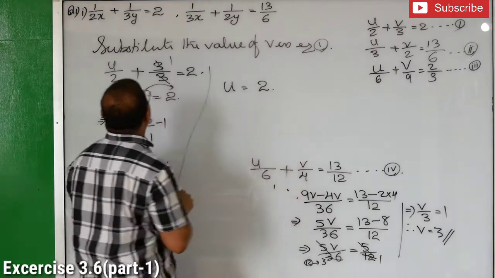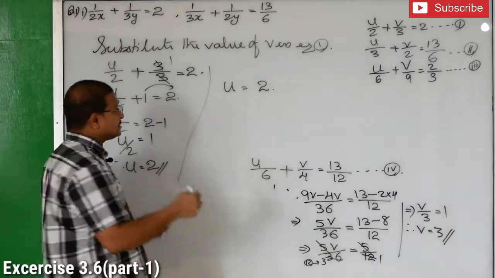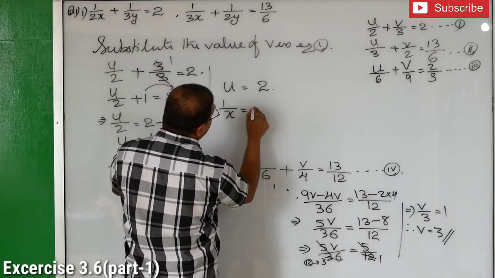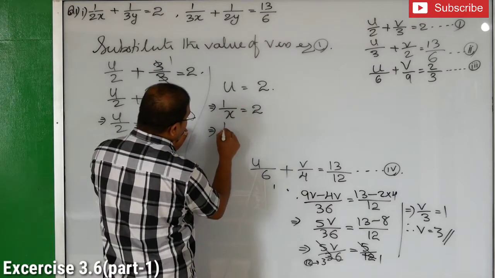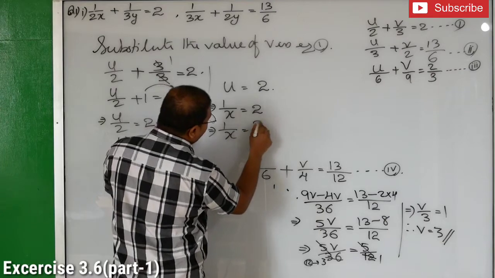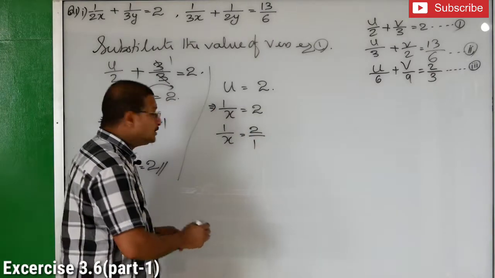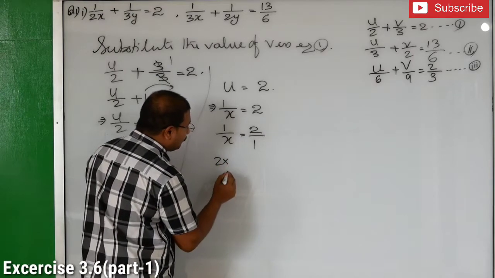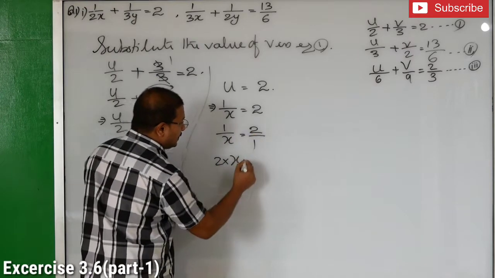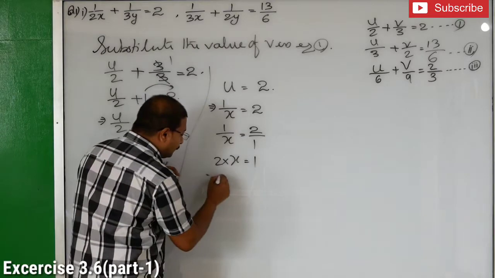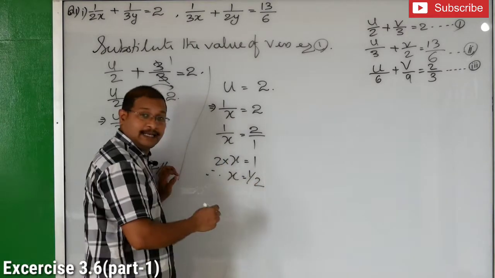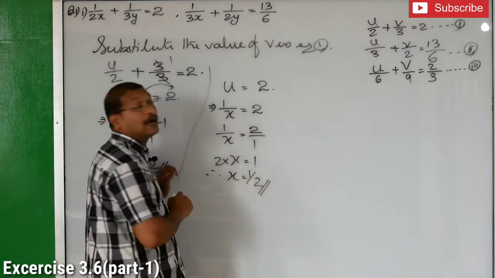But we know that U means 1 by x. So in place of U, we will write 1 by x equals 2. This implies 1 by x equals 2, which means you can write 2 by 1. See, let's cross multiply now. That means 2 into x equals 1 into 1, 1. Therefore, x equals 1 by 2. The 2 goes to the other side and will divide, isn't it? So, x equals 1 by 2.